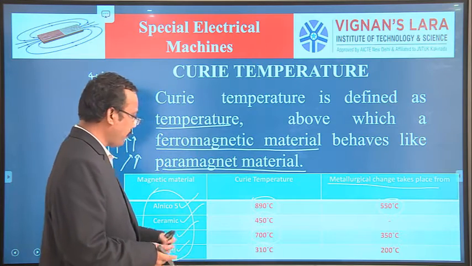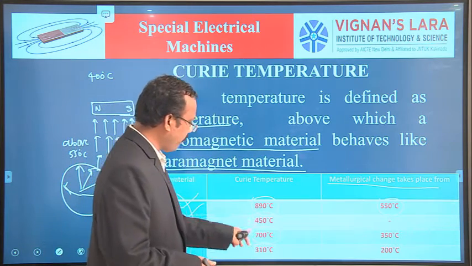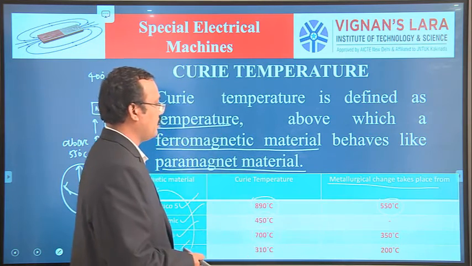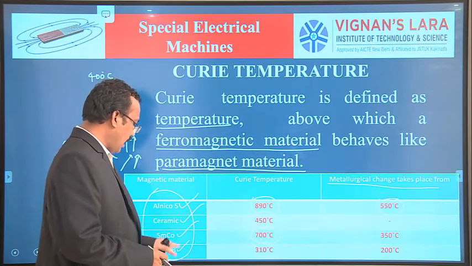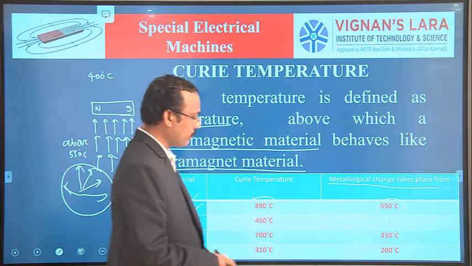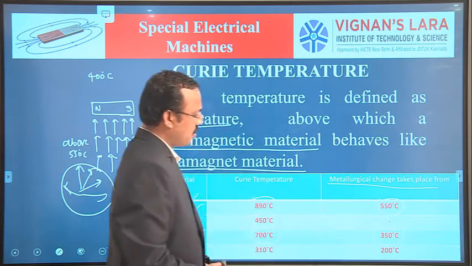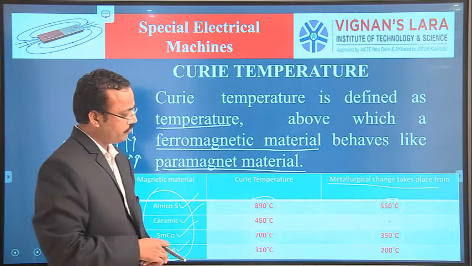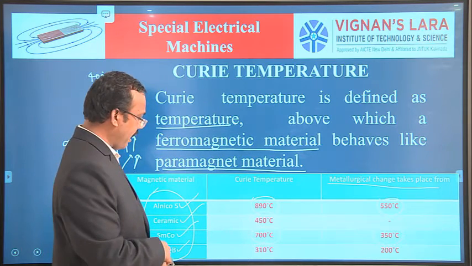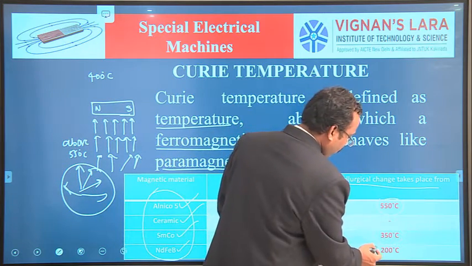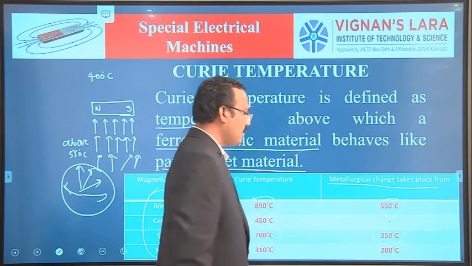Next one is the ceramic magnet. The Curie temperature of ceramic magnet is 450 degrees Celsius. There is no metallurgical change taking place from. For samarium cobalt, from 350 degrees Celsius onwards, the behavior will change. For NdFe magnet also, the behavior change starts from 200 degrees Celsius.